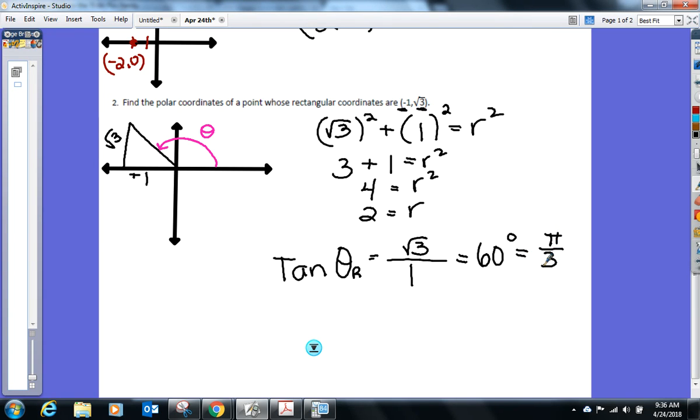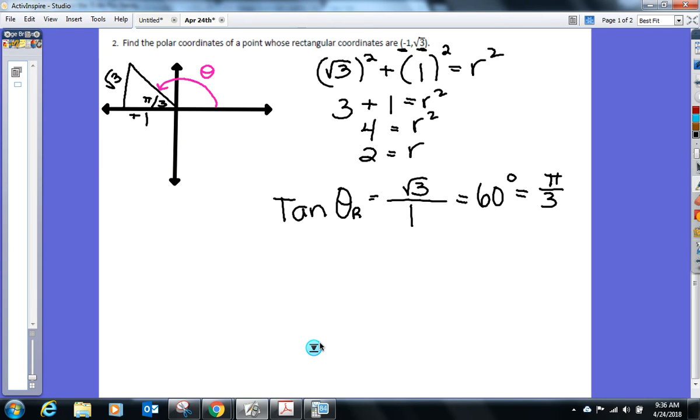Is that my angle, though, that I'm looking for? What quadrant am I in? 60 is not in quadrant 2. That's your reference angle right here. Your reference angle is pi over 3. How do I find the actual angle now? Oh, yep, here we go. What's this? Pi. So theta is going to be equal to pi.